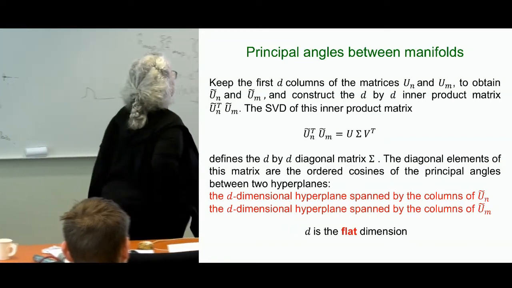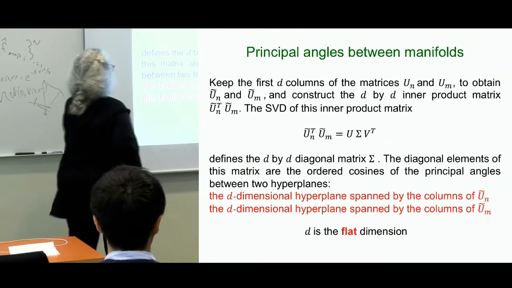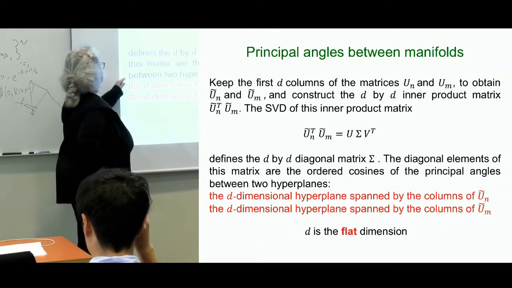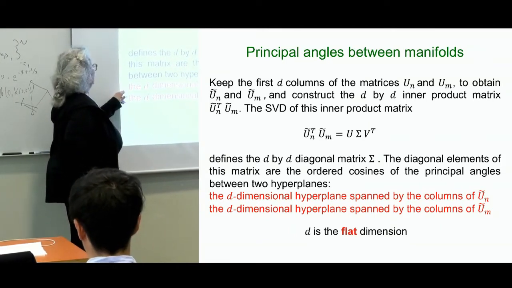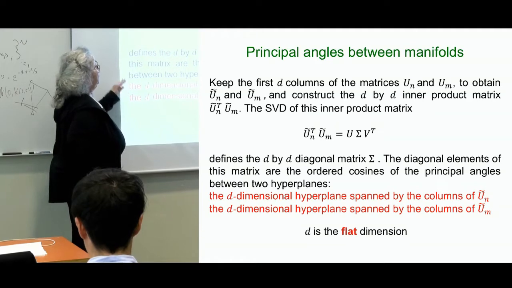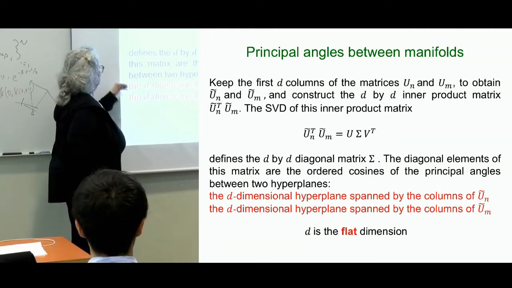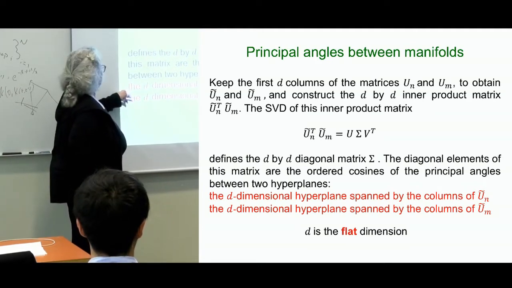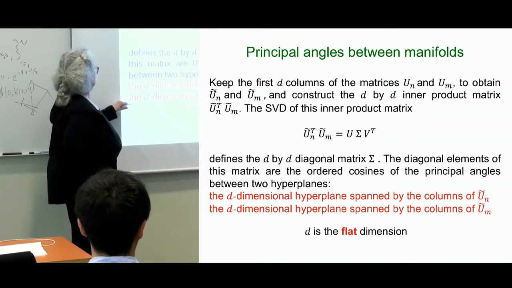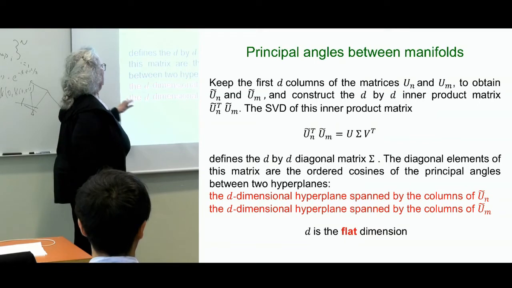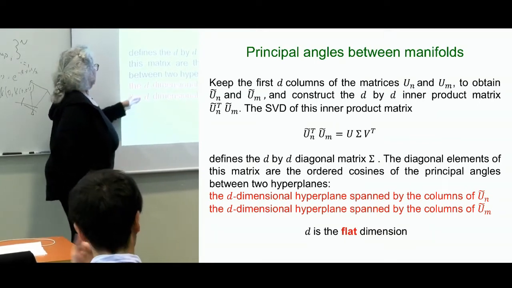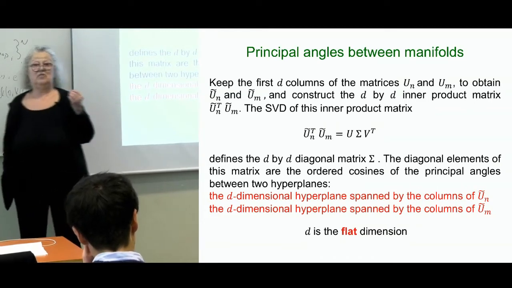We could define this diagonal matrix lambda and obtain the ordered cosines of the principal angles. Which are the two hyperplanes? One is a d-dimensional hyperplane spanned by the leading eigenvectors of the matrix UN, which is the columns of the matrix UN tilde, and the d-dimensional hyperplane spanned by the leading eigenvectors of which are the columns of tilde, where D is now what I call the flat dimension, right?